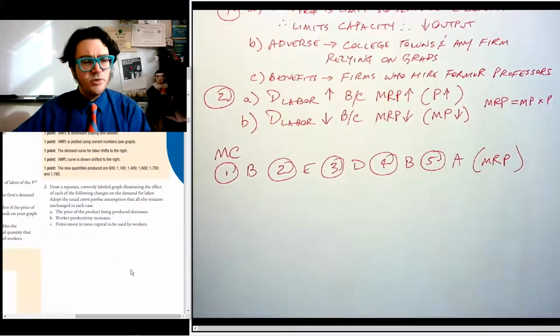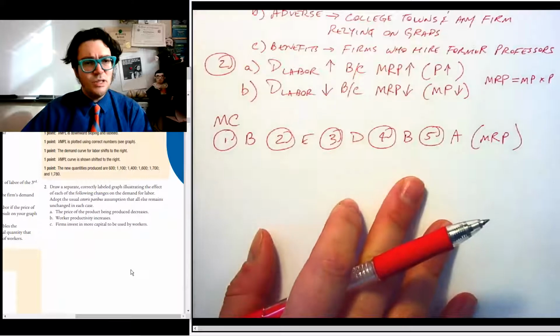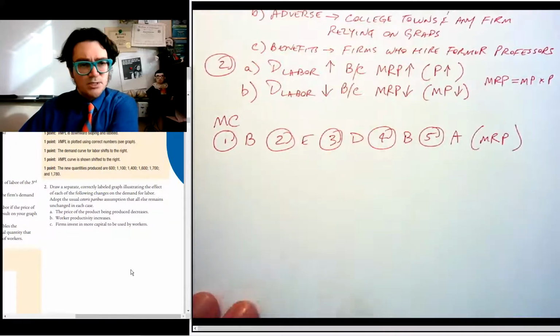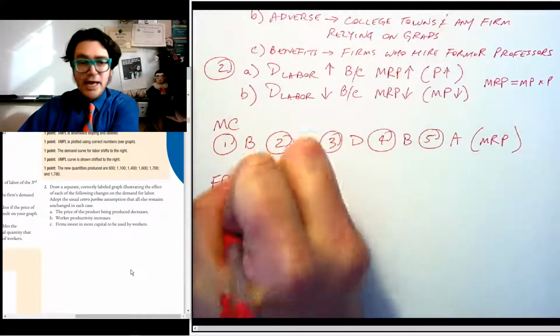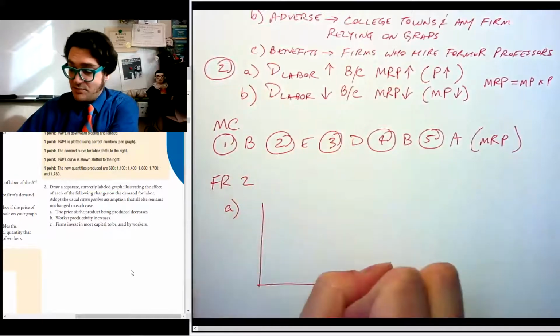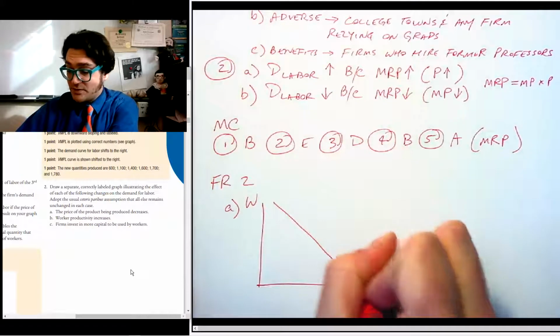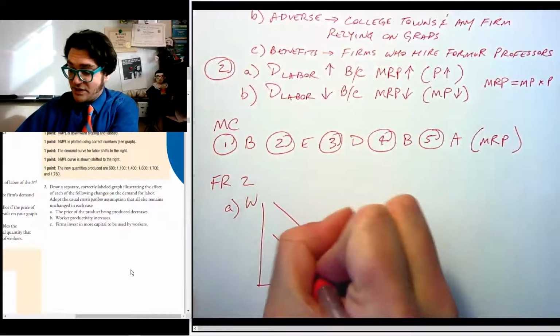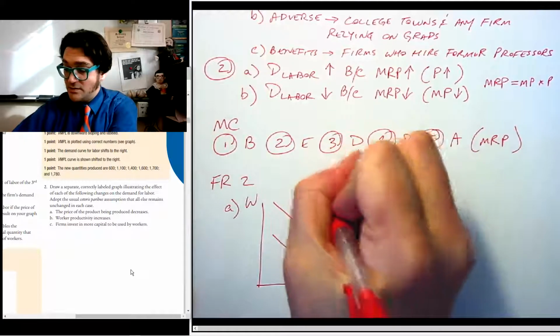Last one says, draw a separate correctly labeled graph illustrating the effect of each of the following changes on the demand for labor. Ceteris paribus assumption, all else equal. Number 2, so A says the price of the product being produced decreases. So the effect would be a decrease in the demand for the workers, right? So shift in, D1. So that's 1.